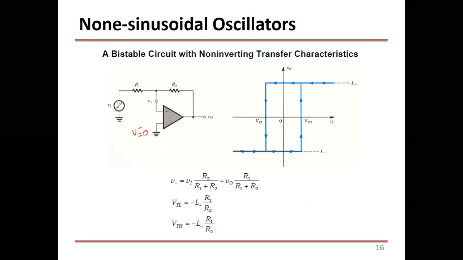Now, what's going to happen if you keep changing this one? Well, let's assume that this one is at L minus, and this one is negative. So if this one is negative, how much is the voltage here? How do we find the voltage at V plus? Well, to find the voltage at V plus, let's do the superposition. Sorry.